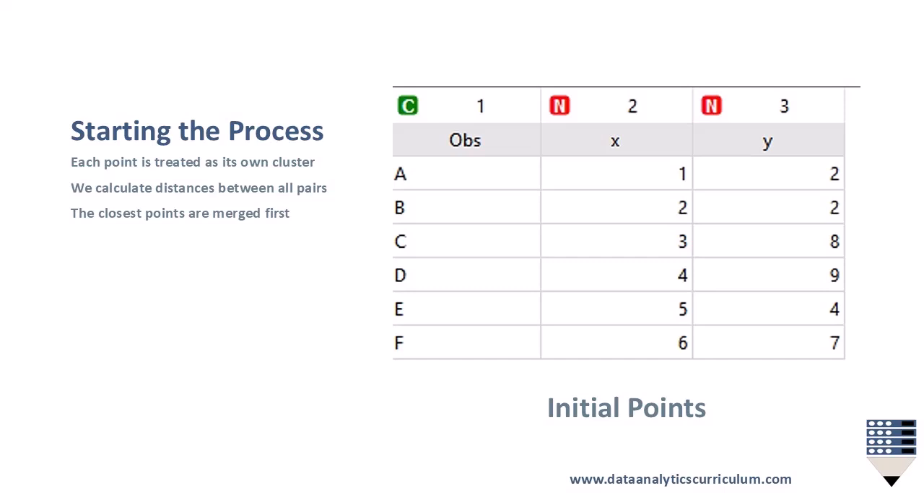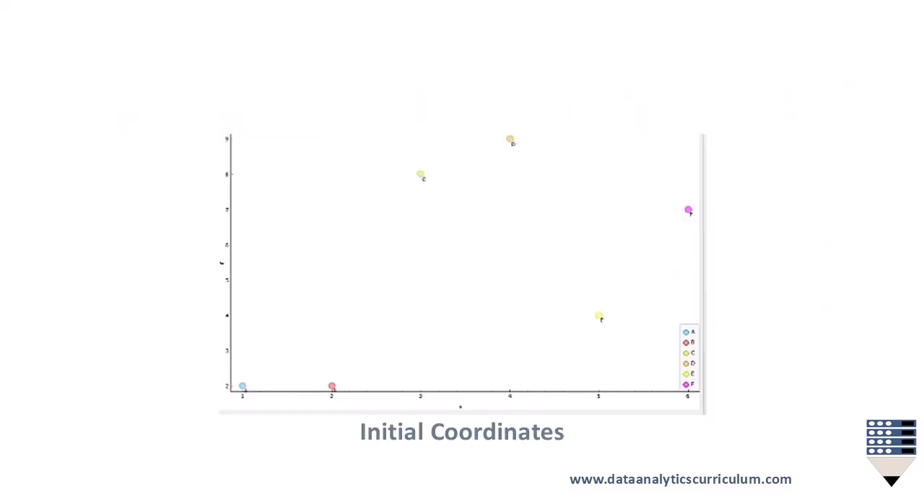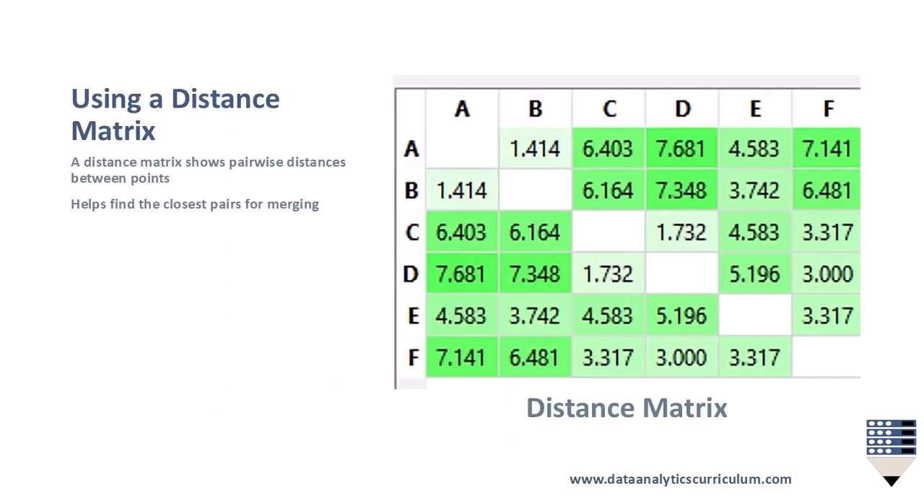Starting the process. At the beginning, each point is treated as its own cluster. We calculate the distances between all pairs of points, and the two closest points are merged first. This begins the agglomeration process, or the gradual combining of points into clusters. Using a distance matrix. A distance matrix helps us find which pairs of points are closest together. It lists all pairwise distances, allowing the algorithm to merge the smallest distance first. This continues step by step until larger clusters begin to form.